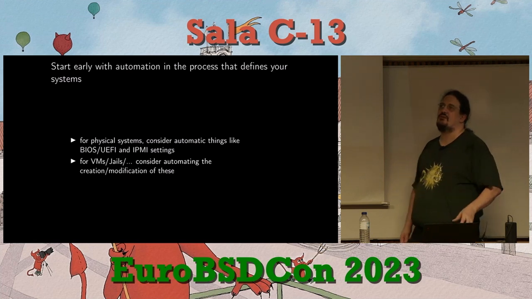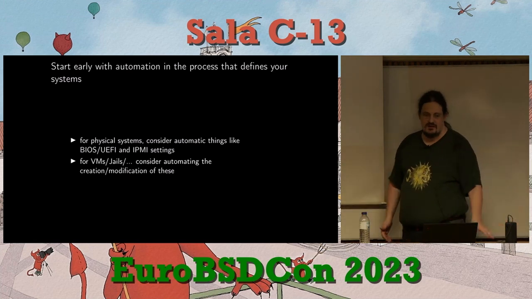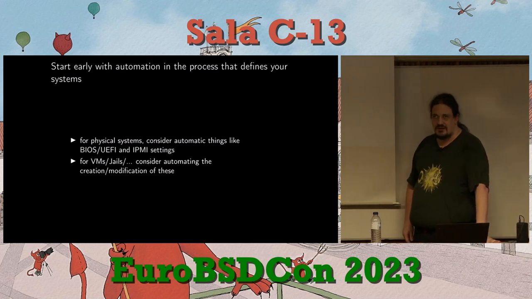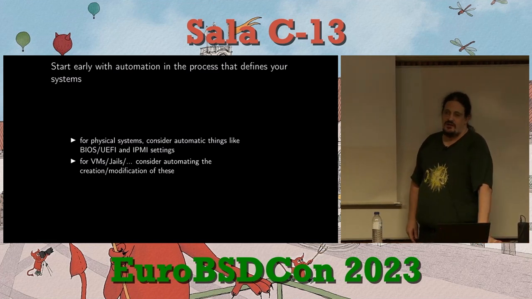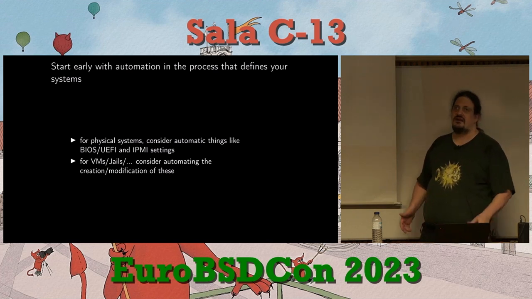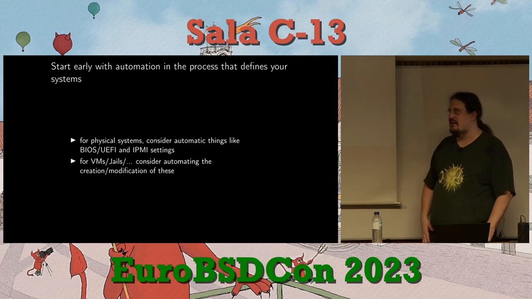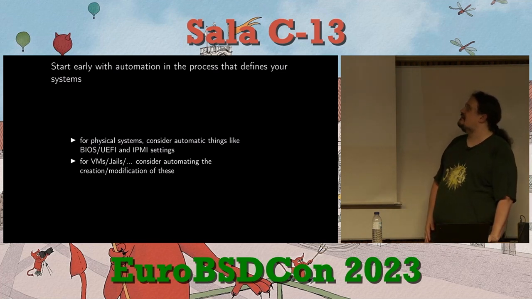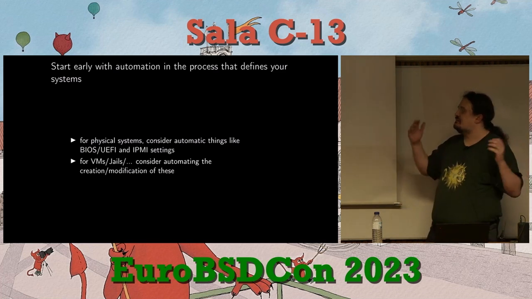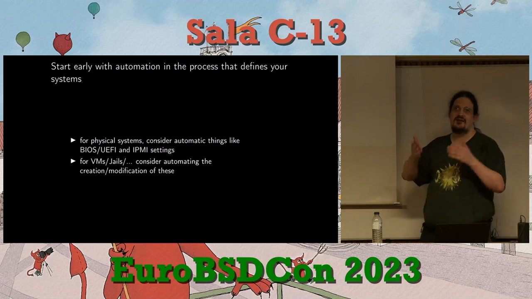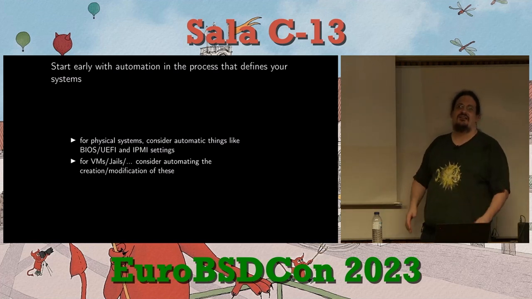So since you just apply steps to a system, if you really want to have identical systems, it can be advisable to basically start as early as possible or as early as needed. So what do I mean with that? Physical machines. Do you manage your BIOS settings, your IPMI settings, your hardware watchdog settings?